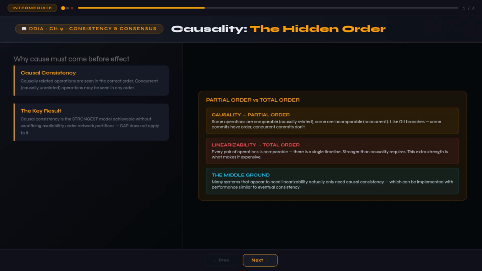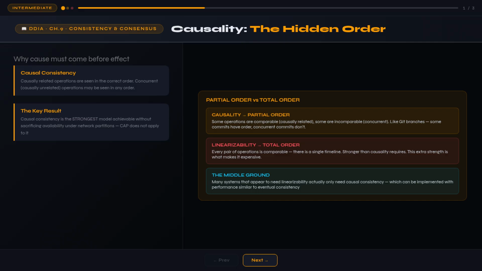This intuition is the foundation of causal consistency. Causality imposes ordering, cause must come before effect. A message is sent before it is received. A row must be created before it can be updated. If Alice told Bob the football score, Alice must have seen the score before Bob heard it from her.